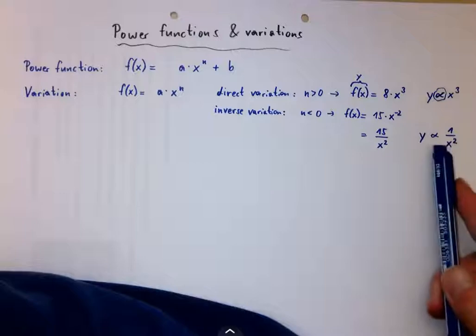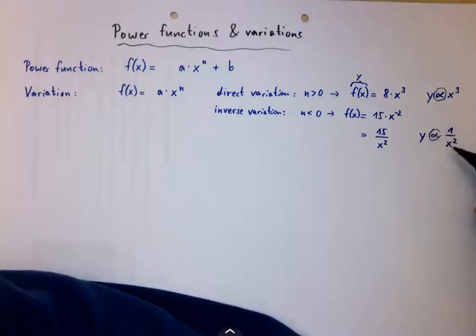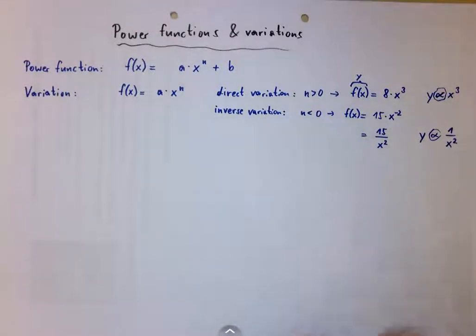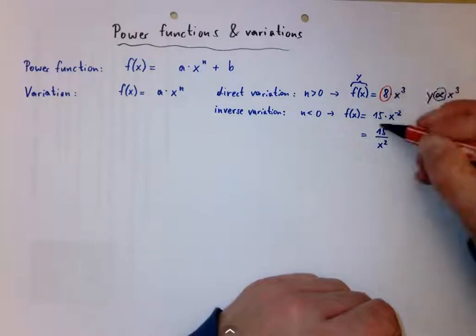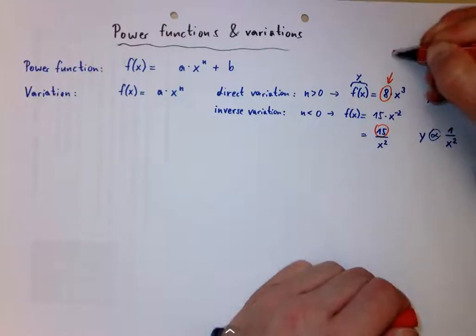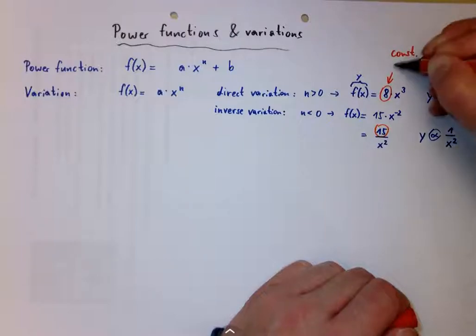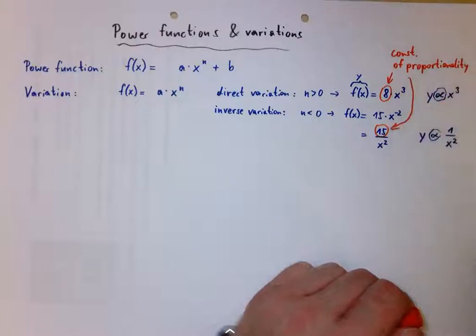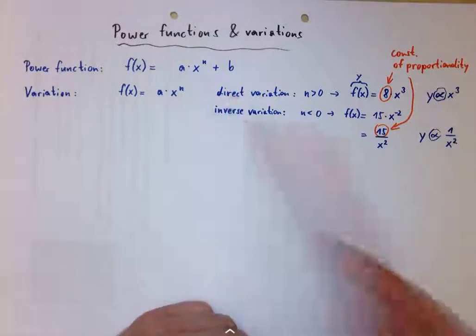If you use this proportional sign, then you would only state the variables but not the constants. So 8 or 15 would be called the proportionality constants, the constants of proportionality, in a direct or an inverse variation.